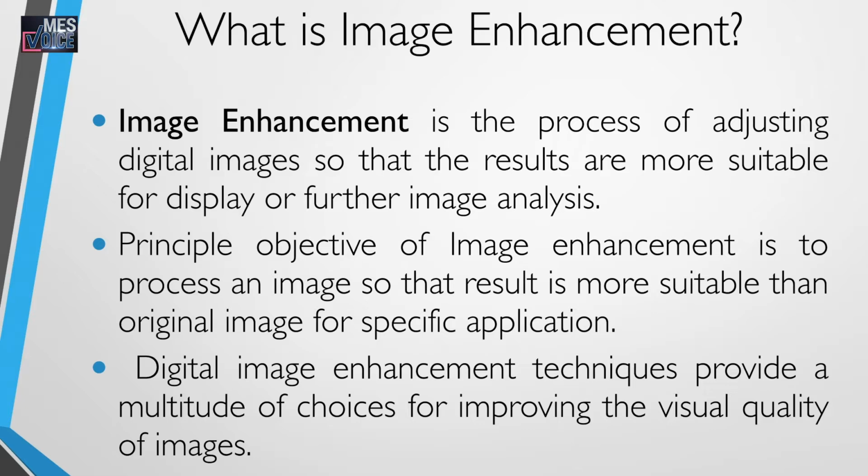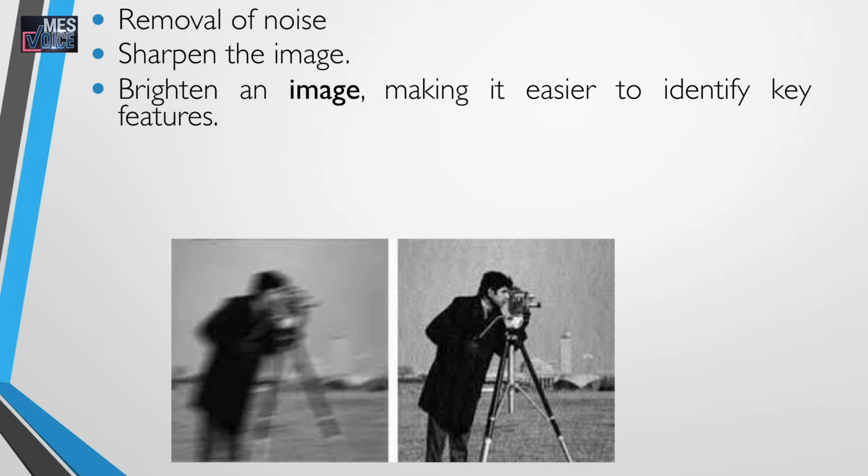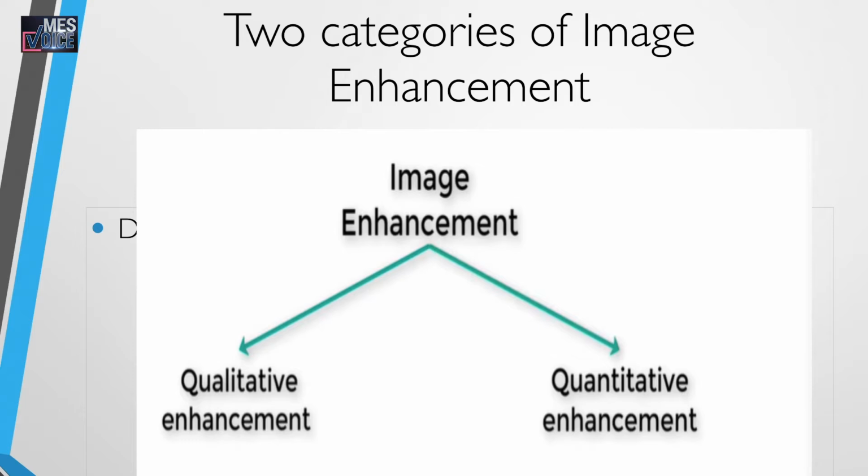Digital image enhancement techniques provide a multitude of choices for improving the visual quality of images. Examples of image enhancement are removal of noise, sharpening the image, brightening the image, making it easier to identify key features. You can see in the figure a noisy image on the left hand side and a brightened image on the right hand side. There are two categories of image enhancement.